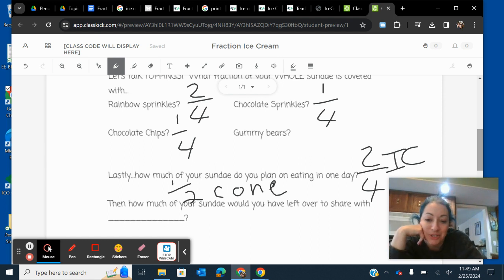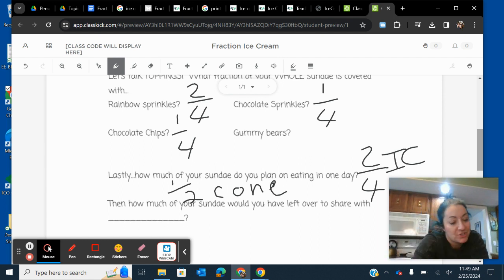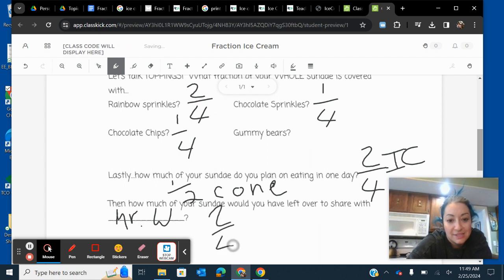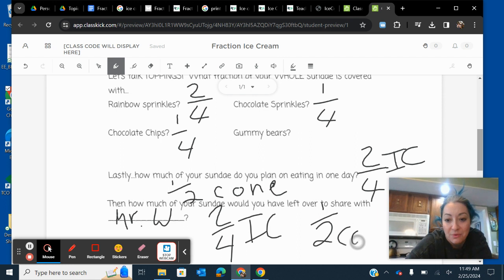Then that means how much would I be able to share with someone of your choice? Maybe I want to share mine with Mr. Whitford because I'm being nice. Or maybe I want to share with the animals. So if I'm eating 2 scoops of my ice cream, how much would I have left to share with Mr. Whitford? Yep, you guessed it. 2/4 ice cream. And that means he would get 1/2 of the cone.